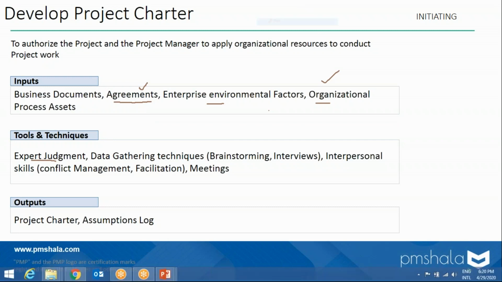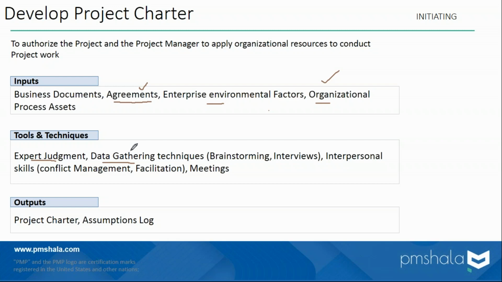Now come to more tools and techniques. Look at this, data gathering technique. One thing to learn is the terminology in PMBOK. Data gathering technique is actually not a single technique, it's a bunch of techniques. About a dozen techniques are given a common name, data gathering. A long list is there, and we will be studying them elsewhere also.